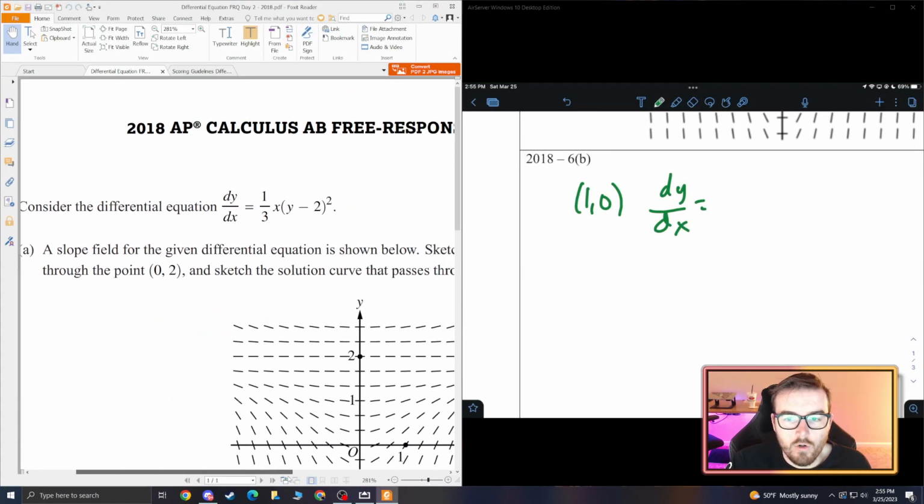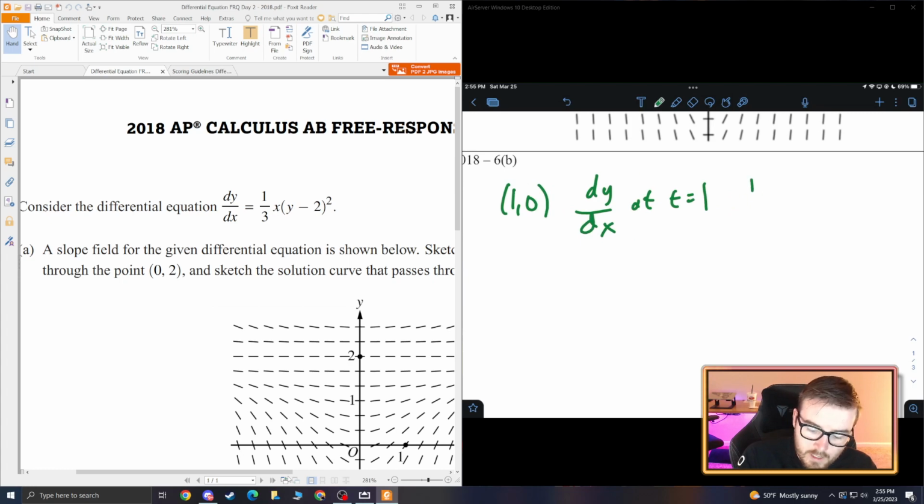So we're going to use dy/dx and evaluate it at x equals 1. So that equals 1/3 times 1 times, and what is y? 0. (0 minus 2) squared.